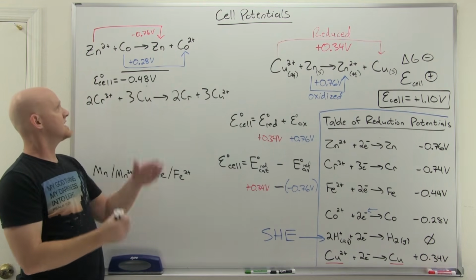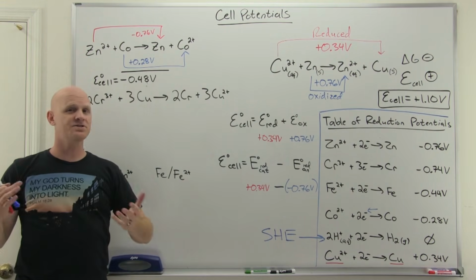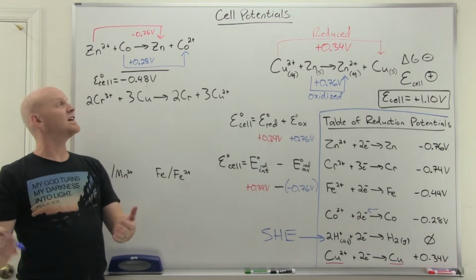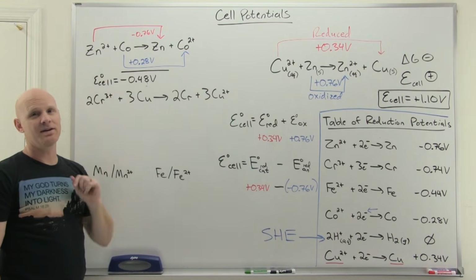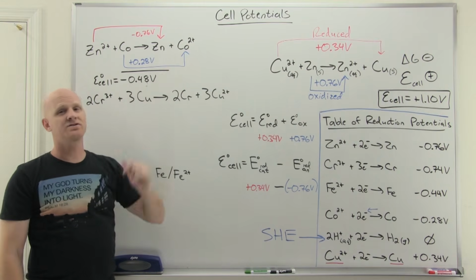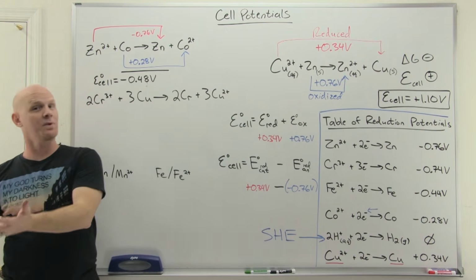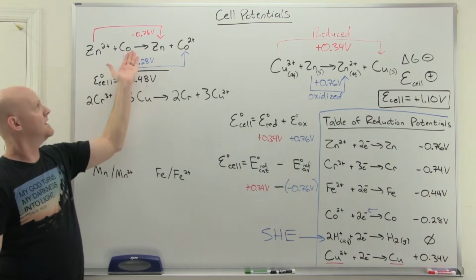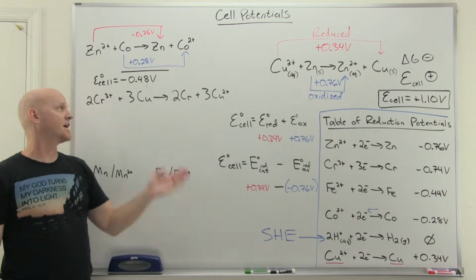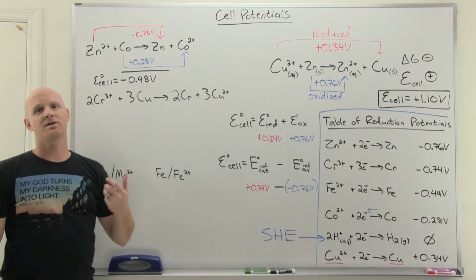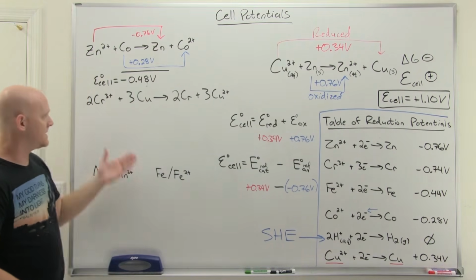So in this case, would this reaction be spontaneous under standard conditions? And hopefully you said no because it had a negative Ecell. So if I give you a balanced reaction, nothing says I have to give you a galvanic reaction. I could give you an electrolytic reaction. And so in this case, this is not spontaneous under standard conditions because it has a negative standard Ecell. All right, let's go to the next one here.